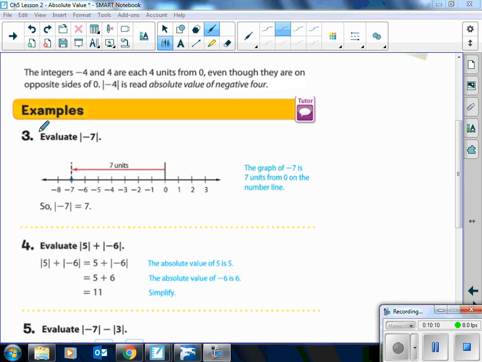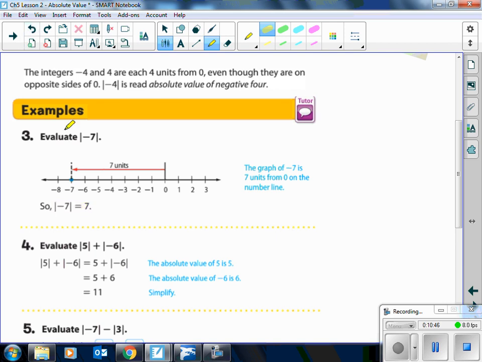Here, for example 3, we want to evaluate the absolute value of negative 7. So when we evaluate, all you're doing is simplifying. When you get to higher level, evaluate means substitute and simplify. So evaluating the absolute value of negative 7, how many units away from 0 is negative 7 on the number line? 7 units. So the absolute value of negative 7 is 7, okay?